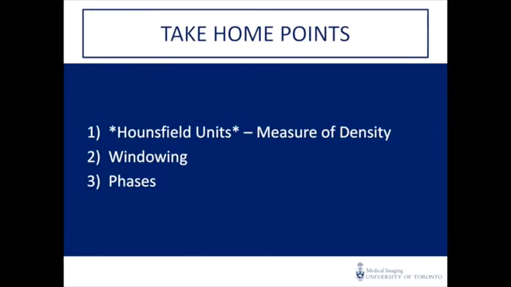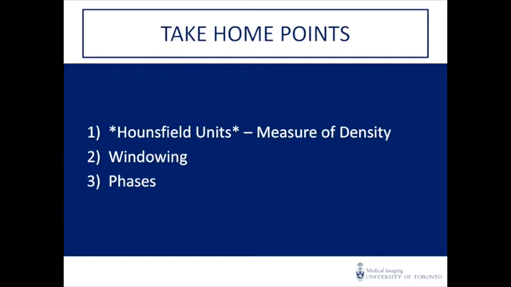Okay, so take home points. If you take away anything from this talk, it should be the following. 1. Remember your densities. So the Hounsfield unit scale is something that will come up again and again. So knowing it and knowing its applications is key. Negative 1,000 is air, 0 is water, positive 1,000 is bone and metal, fat is around negative 100, soft tissues are around 50-ish.